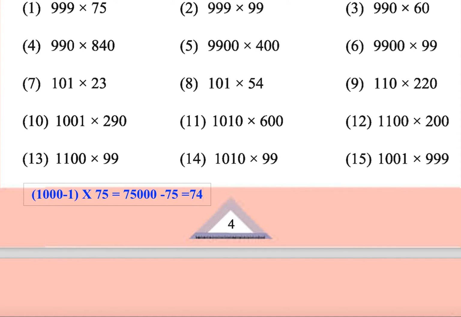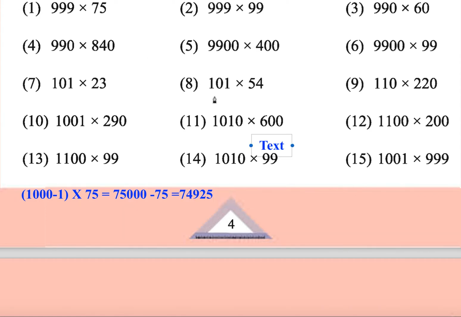In 1000 you should remove 75, right? 925. If you add that, it will become 74,925. That is the answer. Yes. Let me do the second one also.